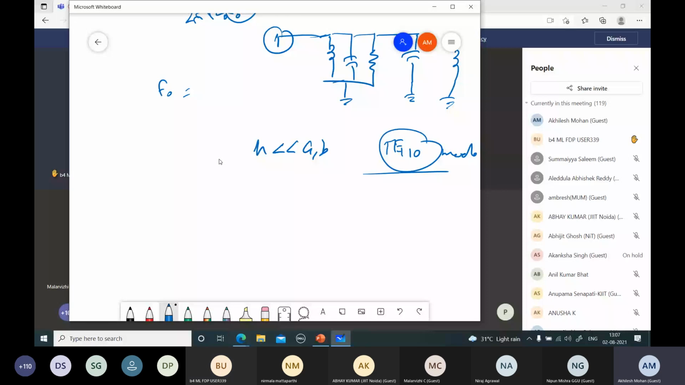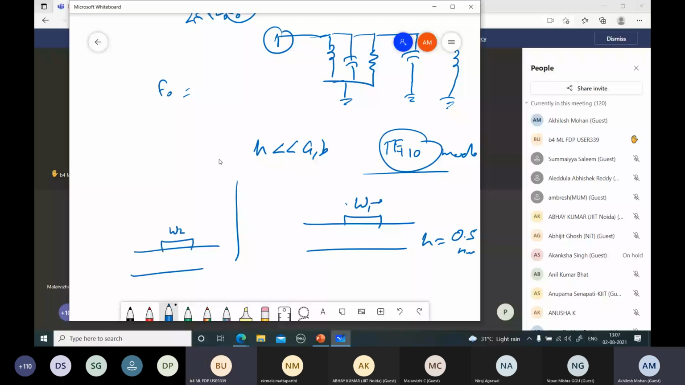Feeding mechanism has to be changed, because the 50 ohm line which you have for 0.508, let's say you have a microstrip line here, this width when H equals 0.508 or 0.5 mm, this width will be W1, and this will be some W2 when your H is 1.57. You cannot keep everything the same. Did you get the point? Yes, sir. Because the width of the feed changes, because your substrate height has changed. It is now becoming larger, thicker.